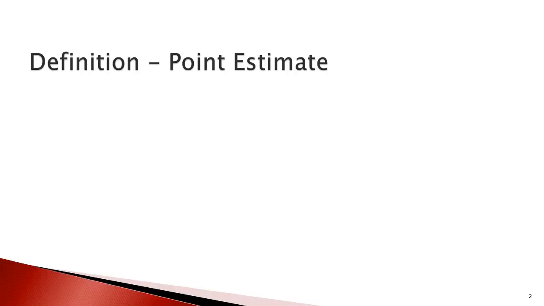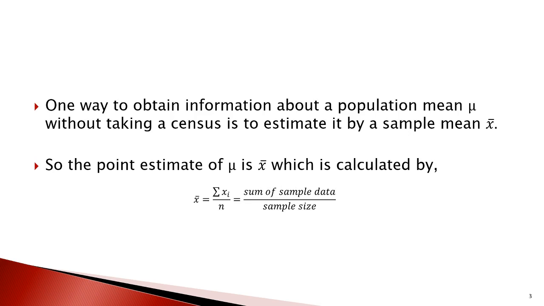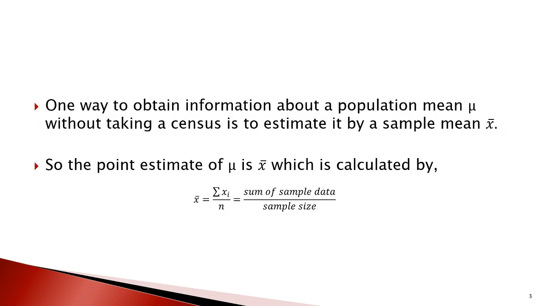So the first definition you need to know in this chapter is point estimate. A point estimate of a parameter is the value of a statistic used to estimate the parameter. According to the definition, if the parameter is mu, which is the population mean, we can use a point estimate to obtain information on mu.